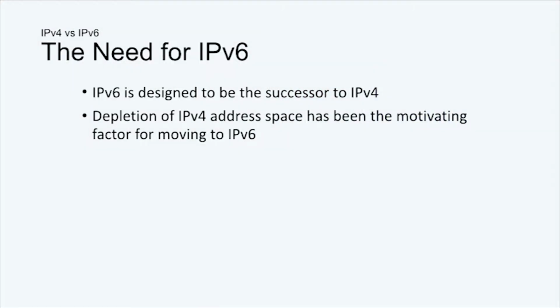Before we get started, let's talk about why IPv6 has evolved, why we need IPv6. IPv6 is designed to be the successor protocol to IPv4. Because of the rapid growth of the internet over the last 2 decades and the depletion of IPv4 space, we've had to develop a new addressing structure to accommodate the billions more internet addresses that we'll need for today and in the future.